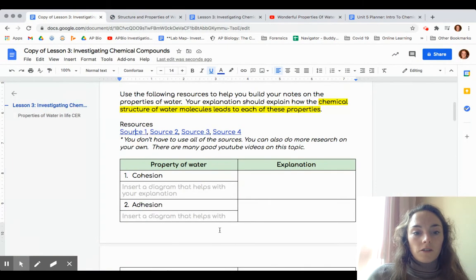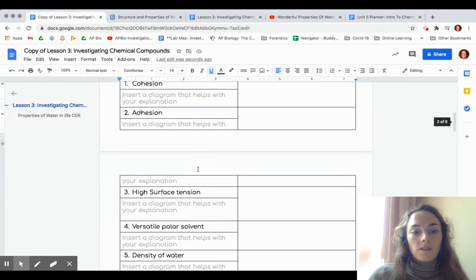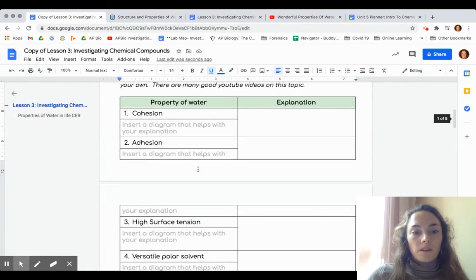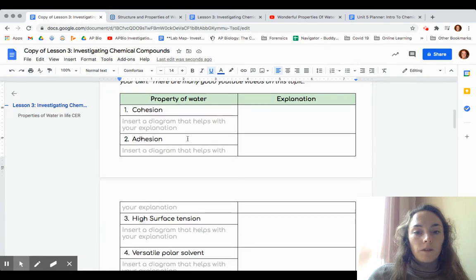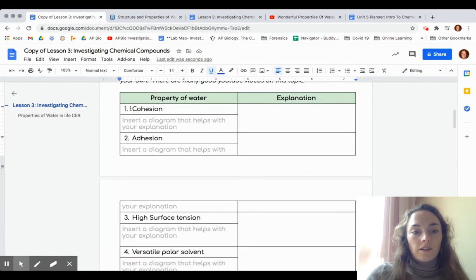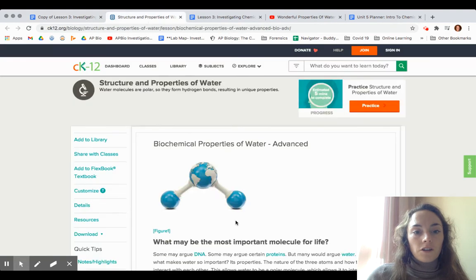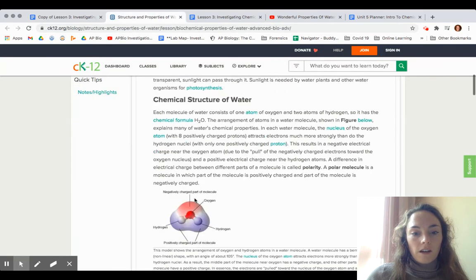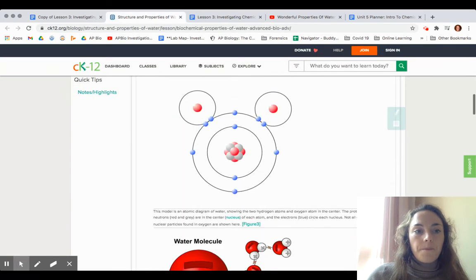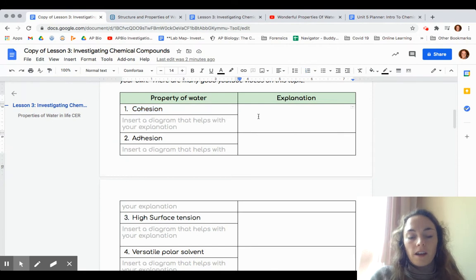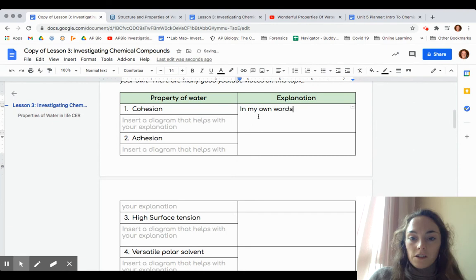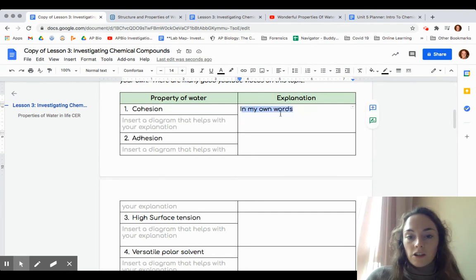What I'm going to do is use that source to find out about one of these 5 properties of water. For example, I would find cohesion. If I'm learning about cohesion with this particular topic, and I find it in here, I'm going to write an explanation in my own words. Don't just copy it word for word from the book. That doesn't help you learn it. There you're just regurgitating information. Here you have to actually critically think about what you want to say for your explanation.